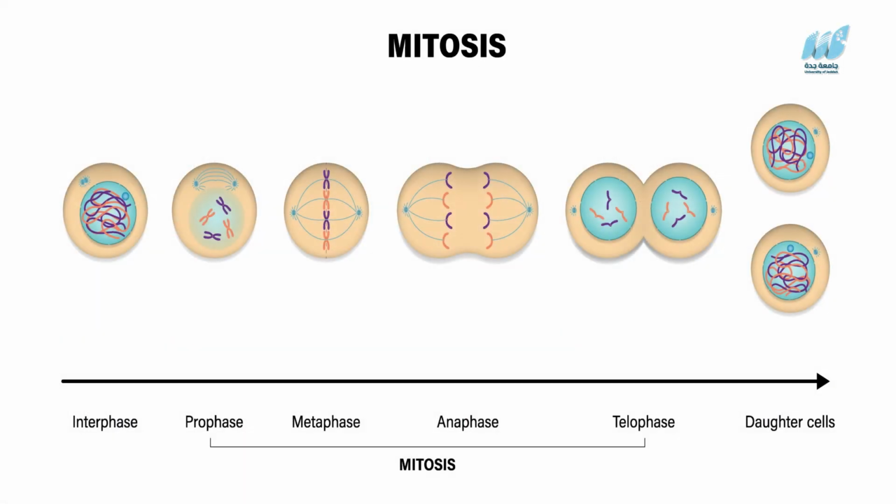Lastly, daughter cells are created by equal division of the parent cell's cytoplasm through a process called cytokinesis. Cytokinesis immediately follows mitosis and precedes G1.